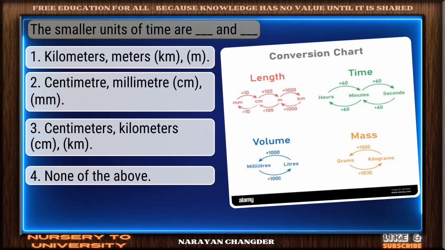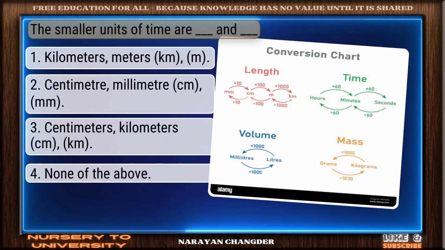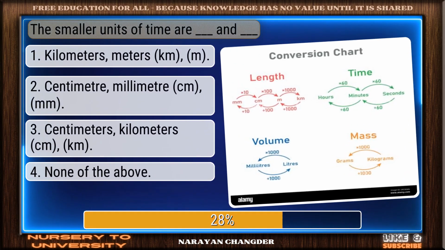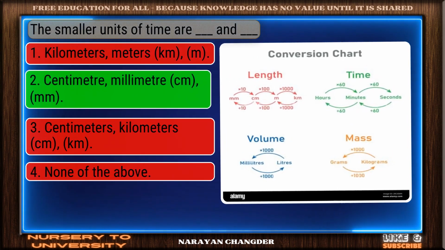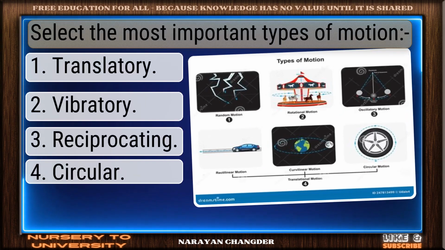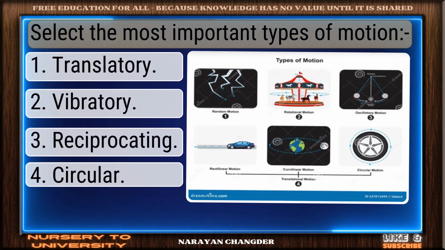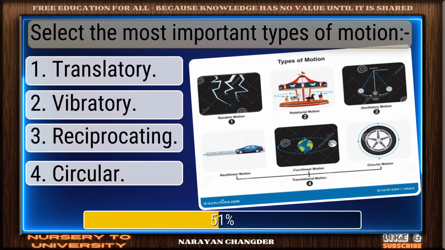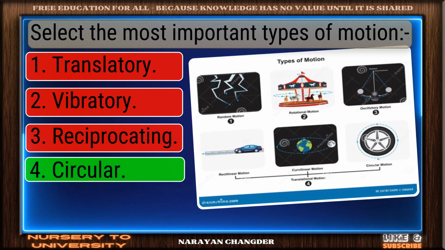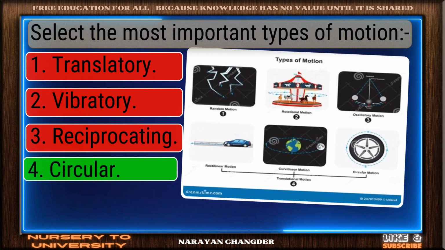Question number 55. The smaller units of time are dash, dash, and dash. You chose centimeter, millimeter, and it is correct. Question number 56. Select the most important types of motion. Good thinking. Circular is the right answer.